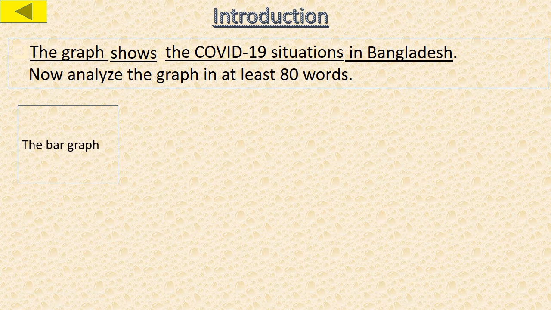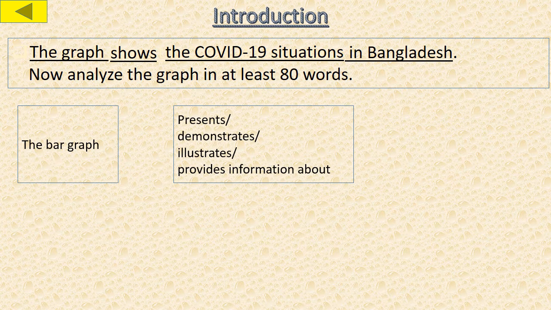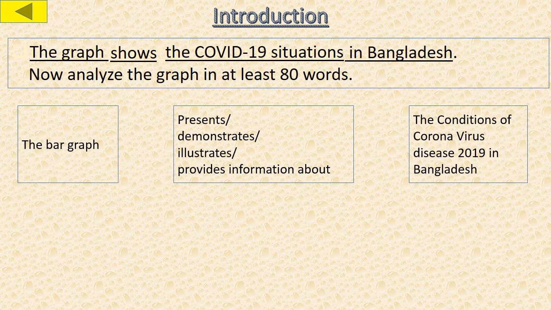This is a bar graph, and so instead of the graph, we can use the bar graph. Instead of the word shows, we can use presents, demonstrates, illustrates, or provides information about. We can use any one of the four. The COVID-19 situations in Bangladesh. Instead of this, we can use the conditions of coronavirus disease 2019 in Bangladesh. COVID-19 means coronavirus disease 2019.